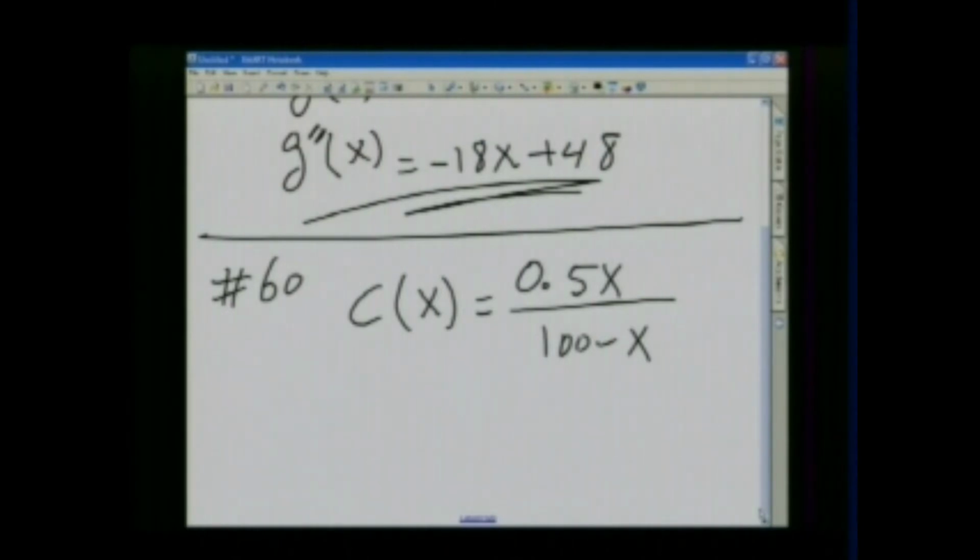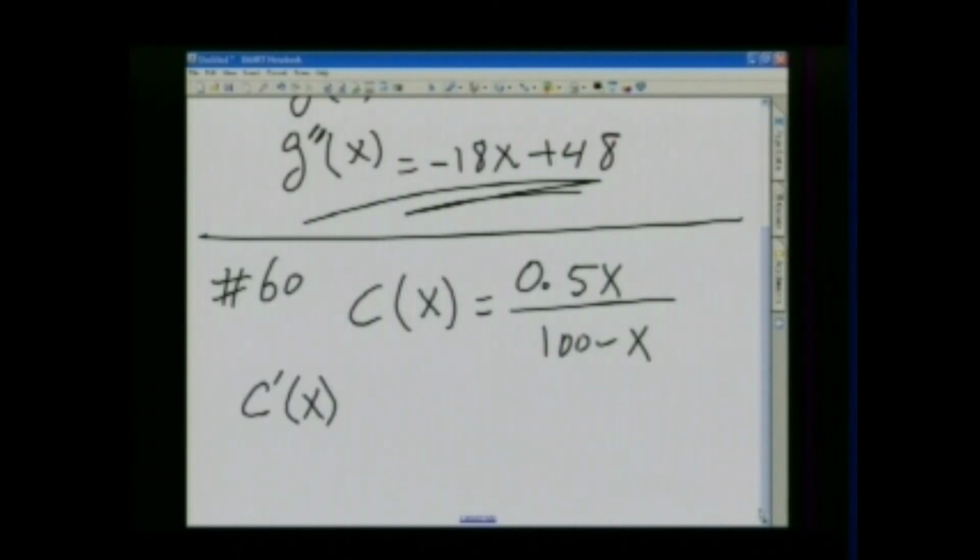Okay, C prime of 80 means 80% removal. What is the additional cost for 80%? Additional cost for 90% removal, 95% and 99%. So first we have to find C prime of x.